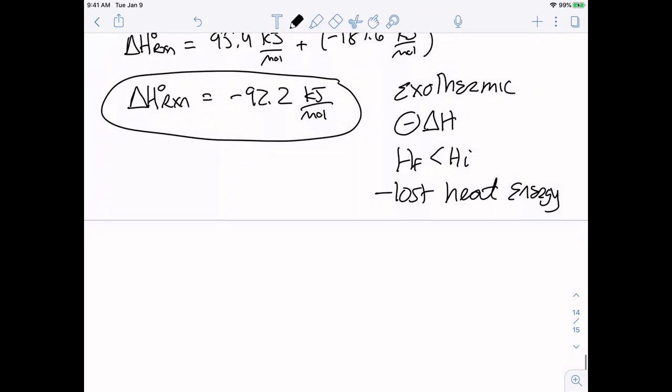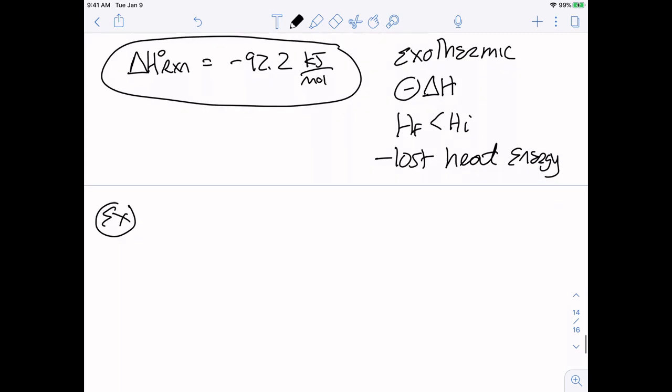Another example for us, and this one's going to be slightly different. In this one, I'm actually going to give us the net equation, and then I'm going to give you the steps, and we're going to need to manipulate the steps so that they match the net equation. So this one's for methane combustion, and our net, this is kind of our goal. This is when we add them together, what we want it to look like.